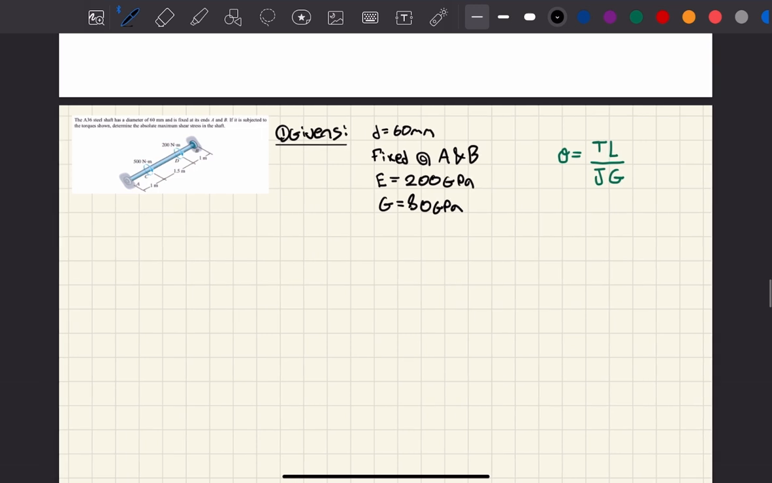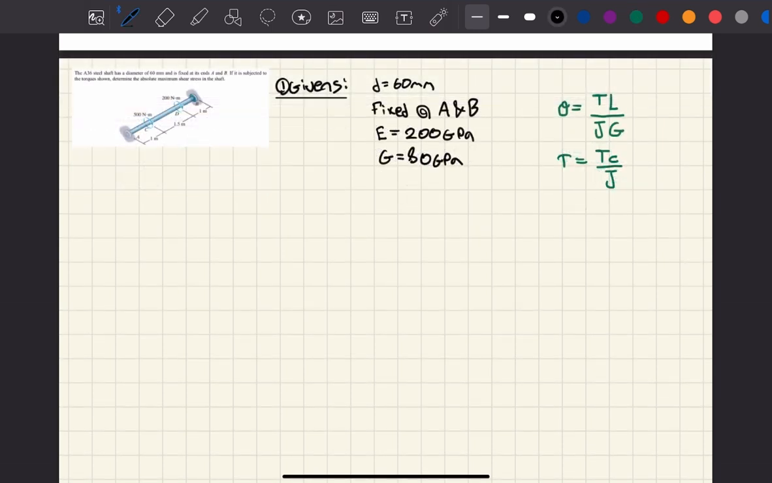I think we could put one more formula in here, which is shear stress for torsional loading, equal to the torque multiplied by distance c divided by the polar moment of inertia, where in this example, since we have a solid shaft, c represents the radius. Okay, we can continue. Basically, we want to find the maximum shear stress developed in our shaft.